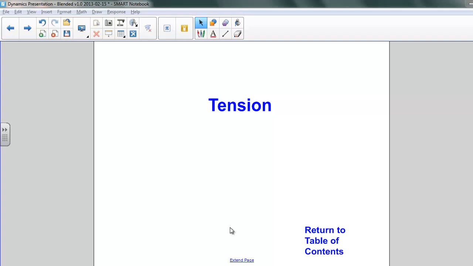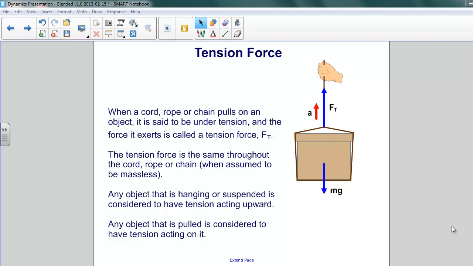Let's now explore another force, tension. One important force for us to understand well is tension. Tension is important because we see it every day in use of machines and so on. When a cord, a rope, or a chain pulls on an object, it's said to be under tension, and the force it exerts is called a tension force.